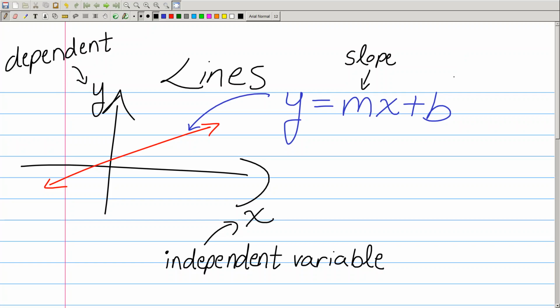Now, b is the y-intercept. Now, what does that even mean? So the y-intercept is where the red line hits the y-axis. So that is the y-intercept, and we call it b.